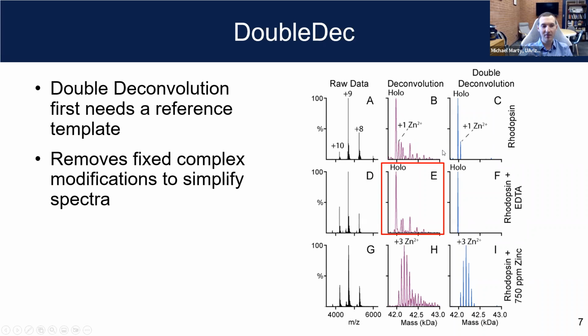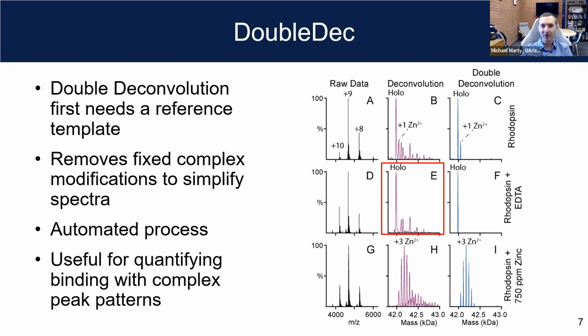You can use this even on very complex distributions. Here's the distribution of zinc bound to the holo, with the first glycan and the second, and it just collapses it all into this. So it's a way to automate analysis of very complex spectra when you have a template and you want to see what's binding to it. All you need to do is turn on double deconvolution, select the template, and it'll do the rest for you. It's useful for looking at binding to complex samples.